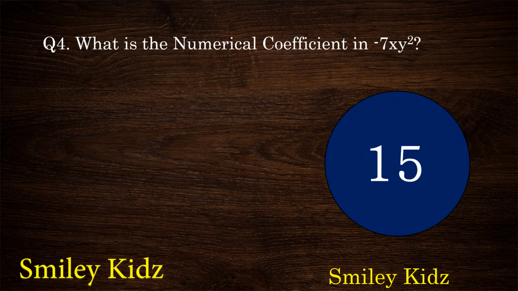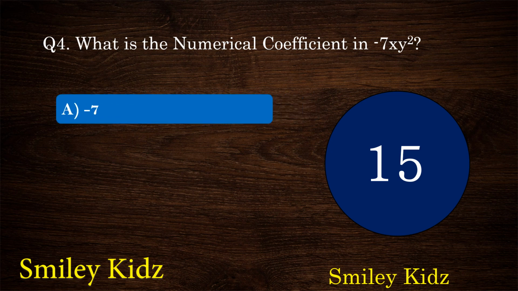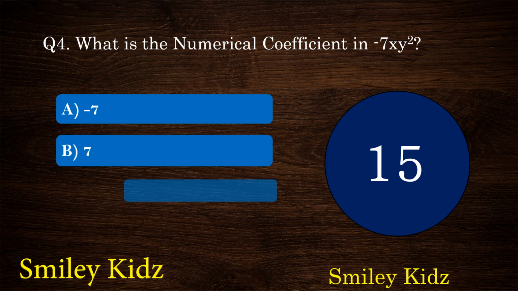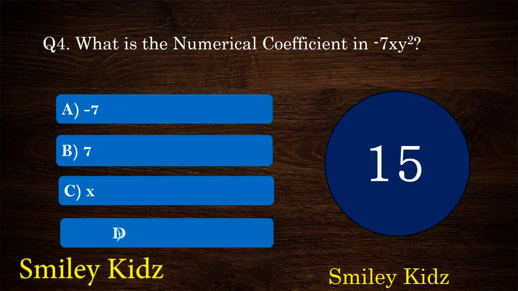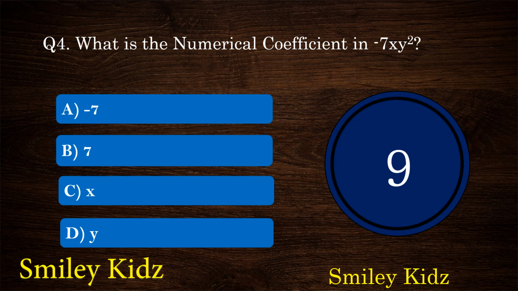Question number 4. What is the numerical coefficient or the coefficient in minus 7xy square? The options are A, minus 7, B, 7, C, x, or D, y. Your time starts now. Your time is up. And the right answer is option A, minus 7.